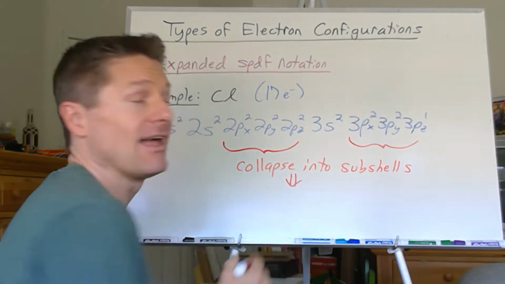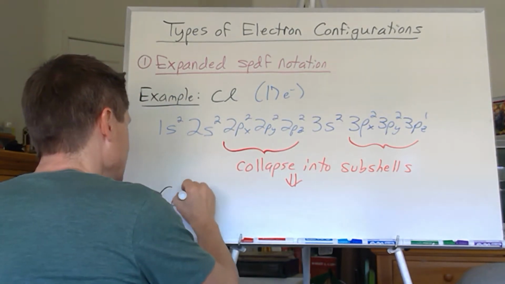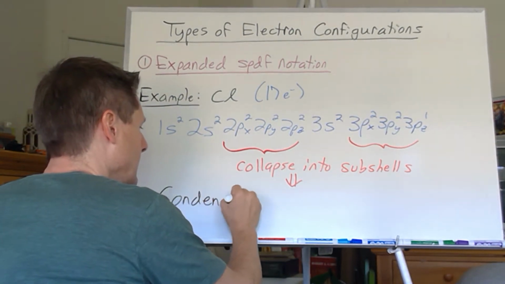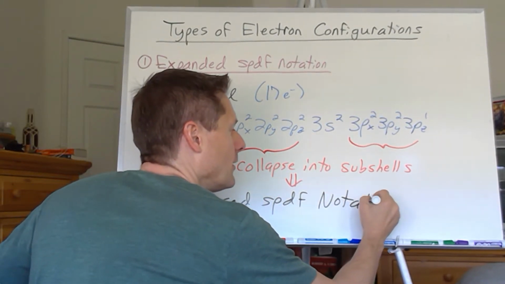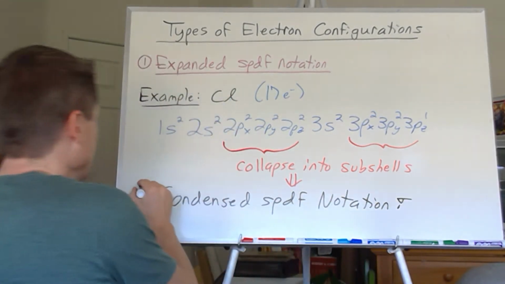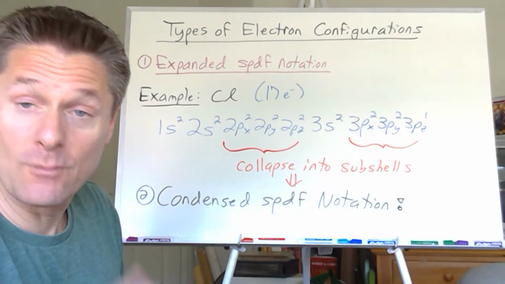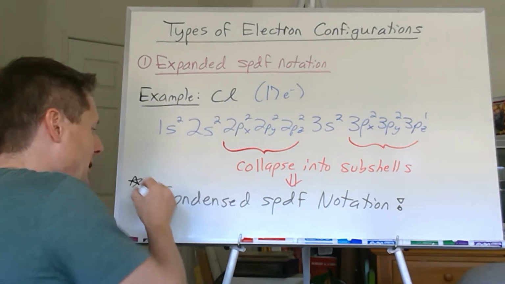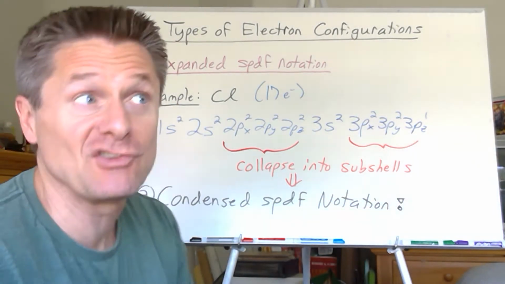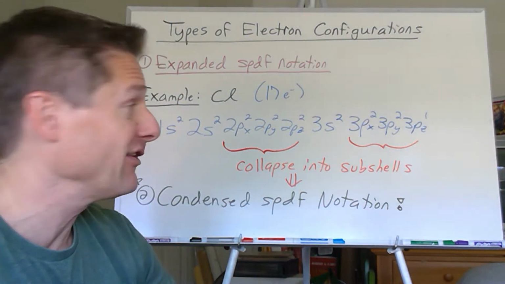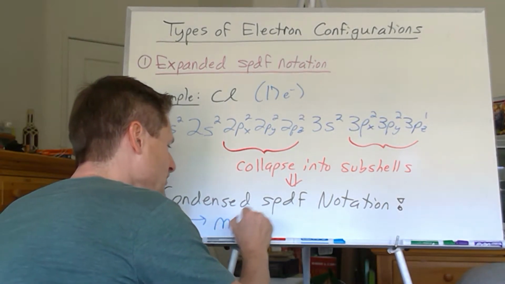And that gives us our next notation, which would be condensed SPDF notation. That's the second way to do it. It's one of the 4. Then I'll put a star next to this one. This is by far the most common way people do electron configuration. So if somebody says, draw the electron configuration for this, they're probably implying this one. So this is the most common.